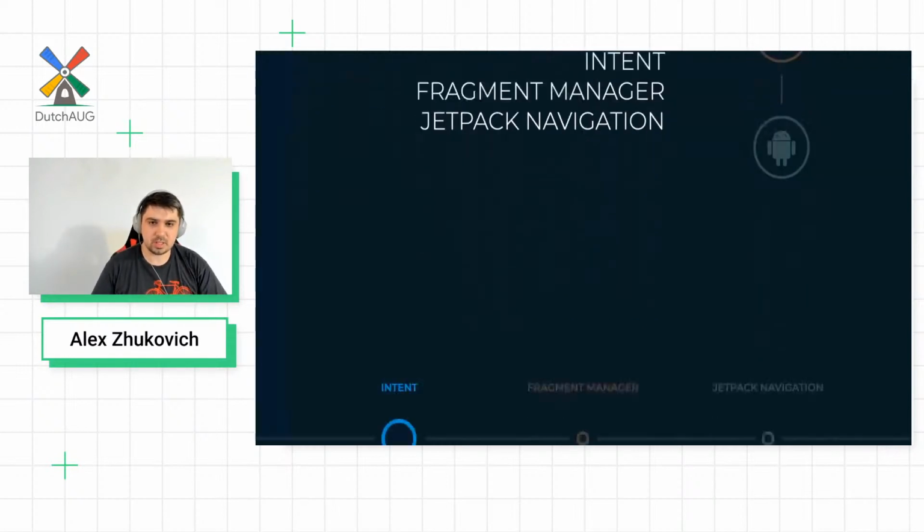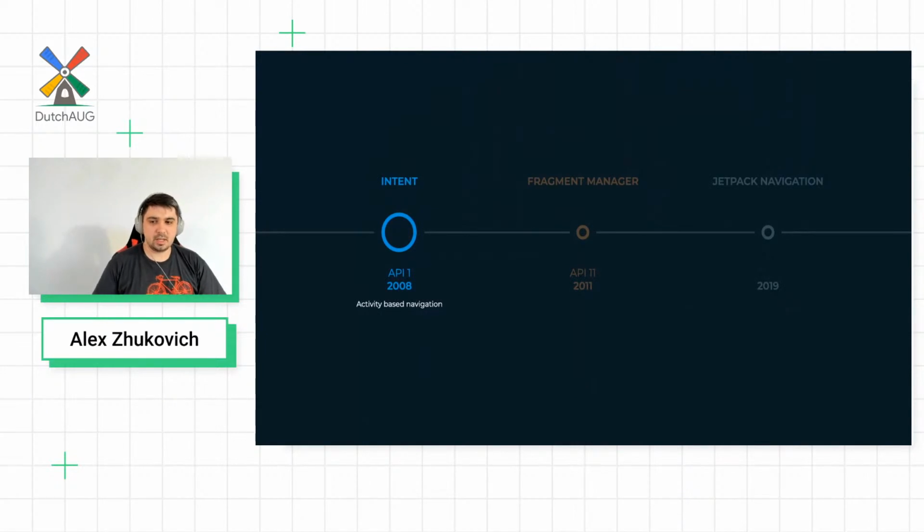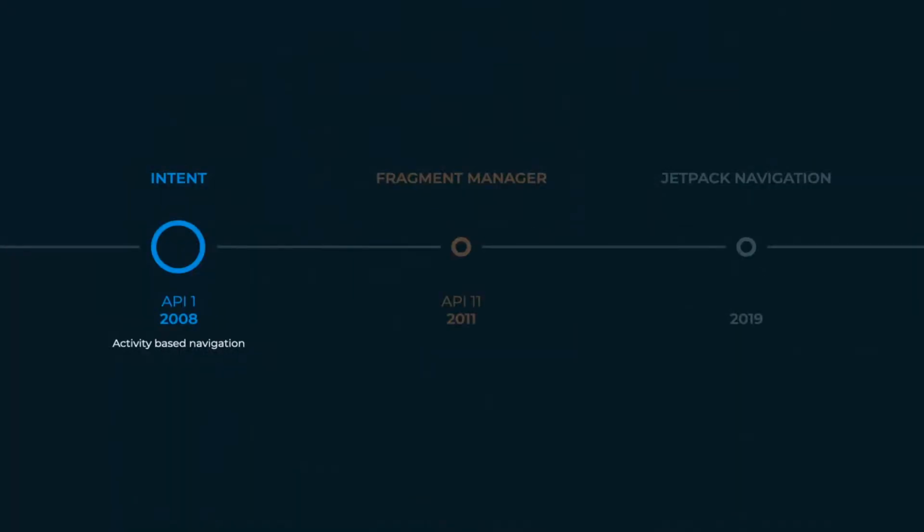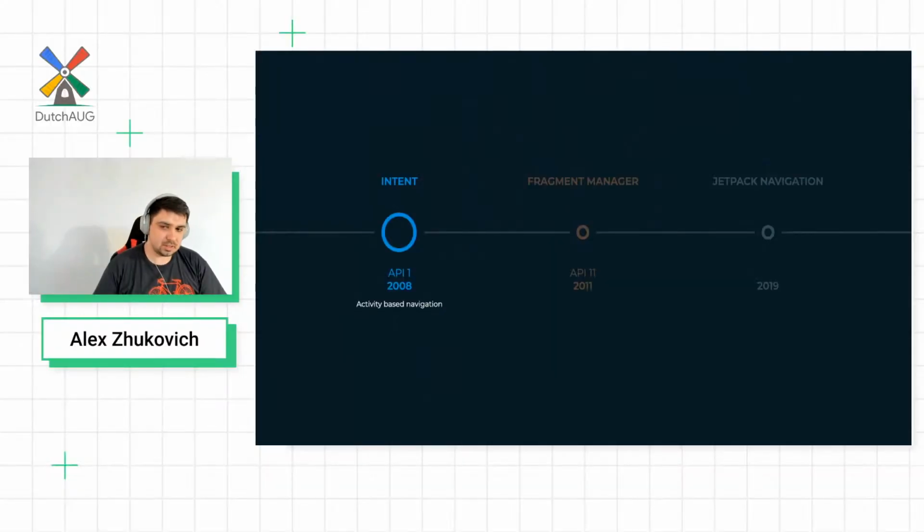So let me start with Android history. Starting from our first Android release in 2008, Intent was introduced. Intent allows us to do activity-based navigation, so we can interact between different activities with Intent, inside our application or outside of our application.